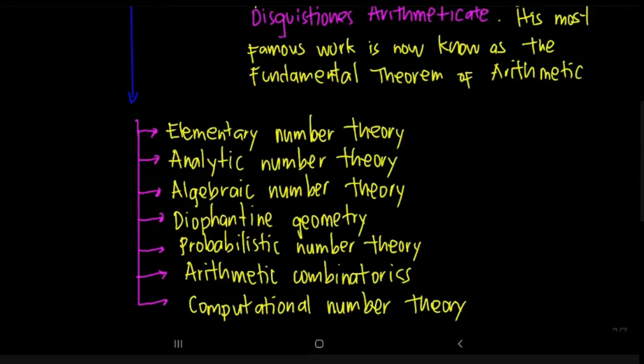Algebraic number theory is a fusion of number theory and algebra. Diophantine geometry is a number theory finding solutions of Diophantine equations using graphs. Probabilistic number theory is a fusion between probability and number theory. Arithmetic combinatorics is a fusion between combinatorics and number theory. And then computational number theory usually deals with cryptography and algorithms in finding solutions to equations, the Diophantine equations.